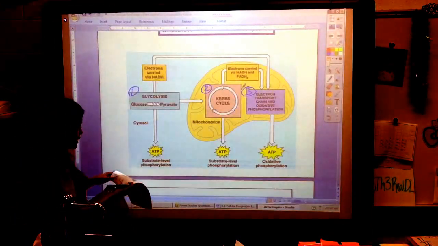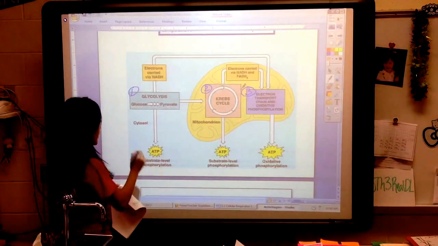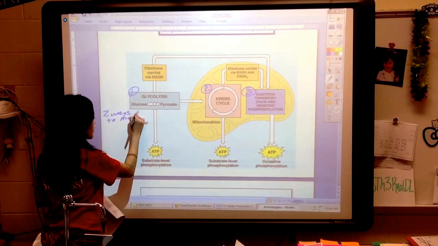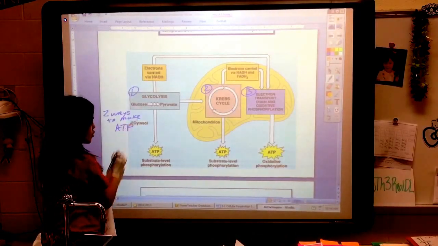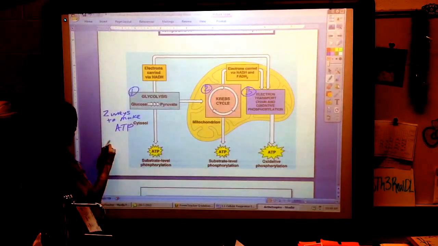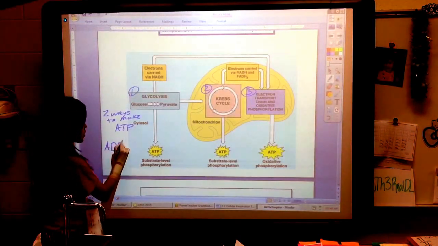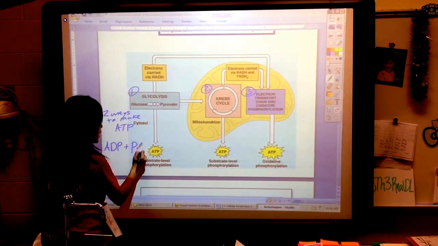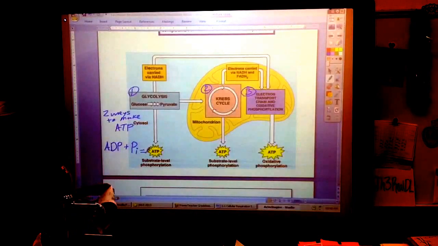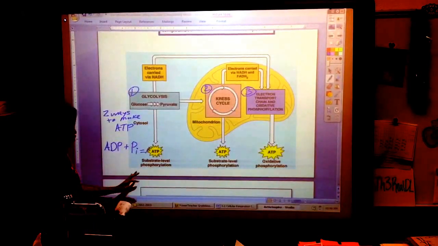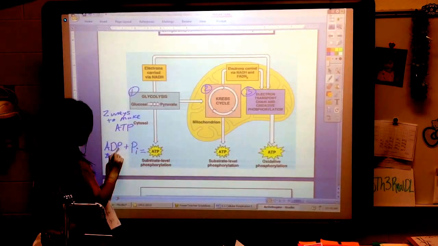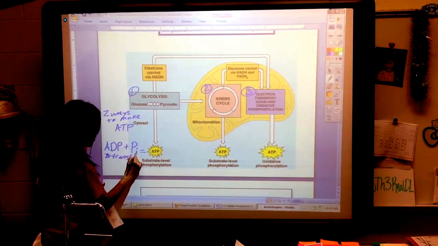Now, what we're looking at here is that there's actually two ways to make ATP. We have what's known as substrate level phosphorylation. What you're doing there is you're taking an ADP molecule and adding in an inorganic phosphate, that's what the I stands for, to make your ATP molecule. And then what you're actually going to see happening is we're literally transferring phosphates.